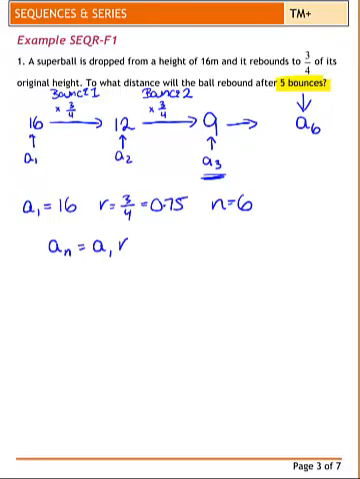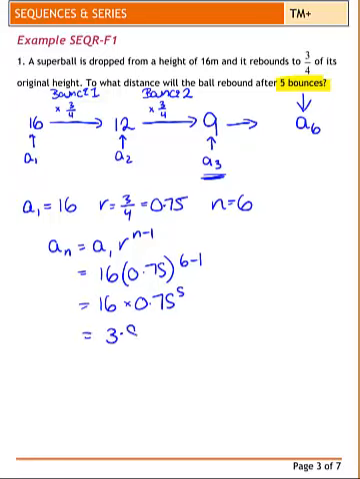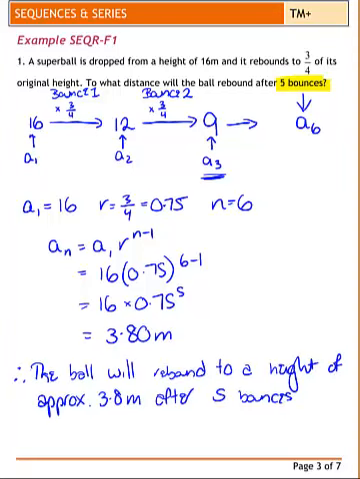General term, and substitute in. So we have 16 times 0.75 to the power of 5. Plug that into your calculator and you get 3.80 meters. Finish with a therefore statement. So the ball rebounds to a height of approximately 3.8 meters after 5 bounces. And I did forget up here to have an approximate sign.